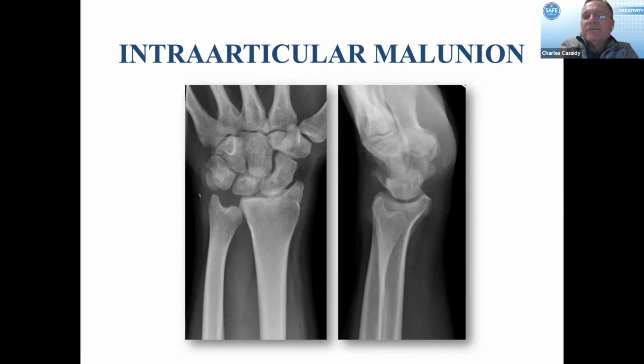I've used it for radial styloid, but I would tell you it's a test of friendship with your nursing staff to ask for the scope in addition to the CR and the fracture stuff. Okay, Peter.